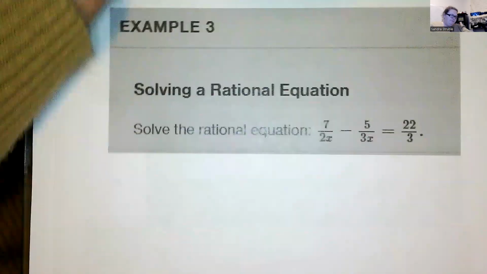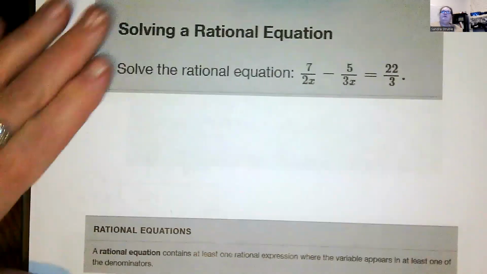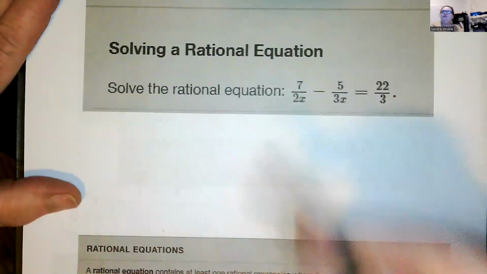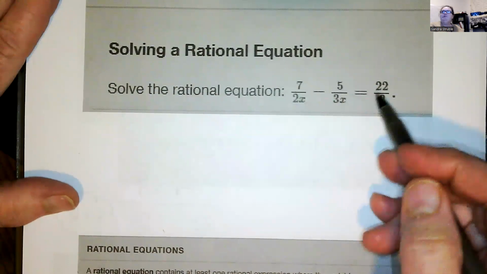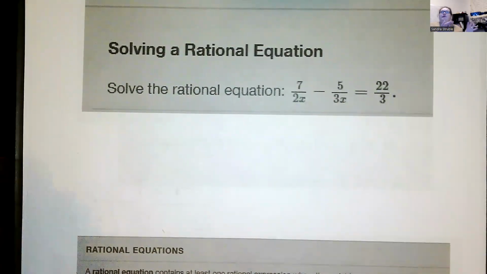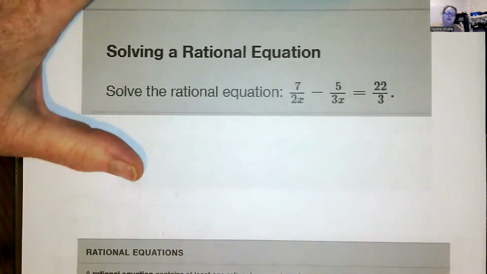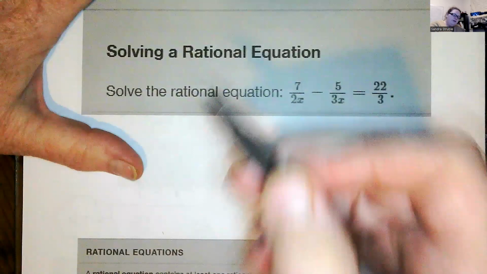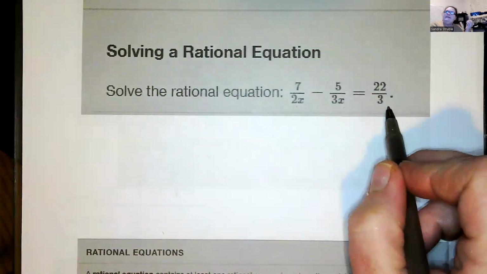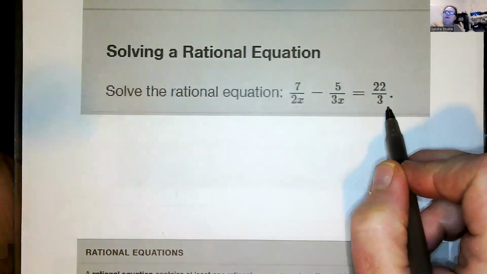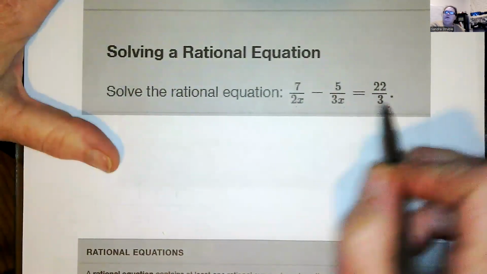Example 3. We've got 7 over 2x minus 5 over 3x equals 22 over 3. The thing I ask in class is who likes fractions, and there are those sickos out there that do, including me. But for most folks, they do not. So what you need to do is find the lowest common denominator.